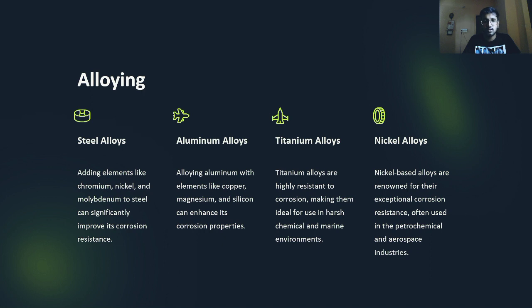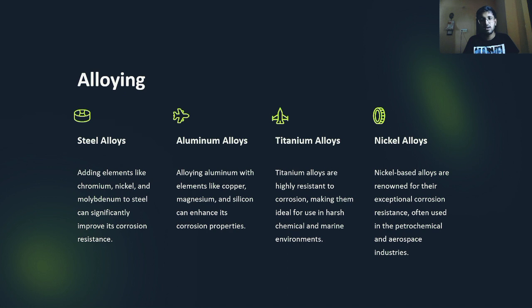There are four basic types of alloys: steel alloy, aluminium alloy, titanium alloy, and nickel alloy. Steel alloy: adding elements like chromium and nickel to steel can significantly improve its corrosion resistance. Aluminium alloys: alloying aluminium with elements like copper, magnesium, and silicon can enhance its corrosion resistance, and aluminium does not get corroded that easily due to that.